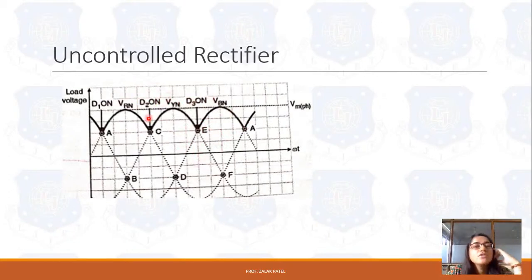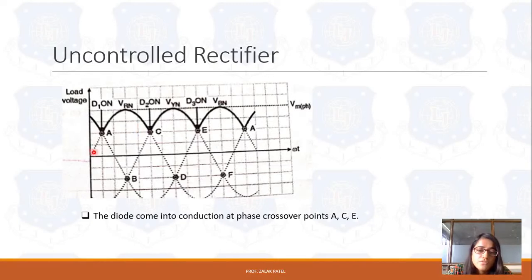So at a particular zero crossover point, only one diode will operate and the other two diodes remain off. Because of this connection, the particular diode will turn off due to line commutation, and at a time only one diode will operate. The same case will be seen if we connect the SCR instead of the diode. So let's see that.